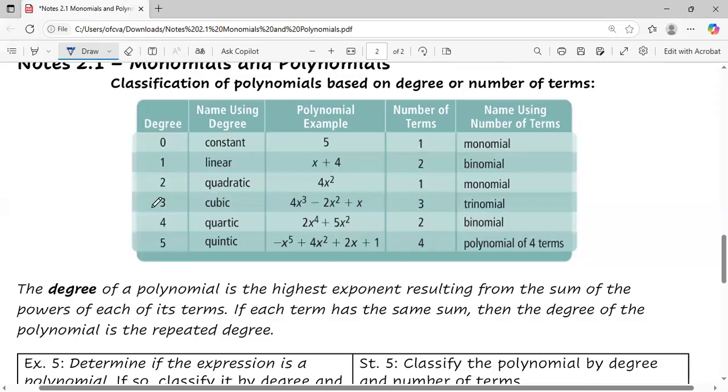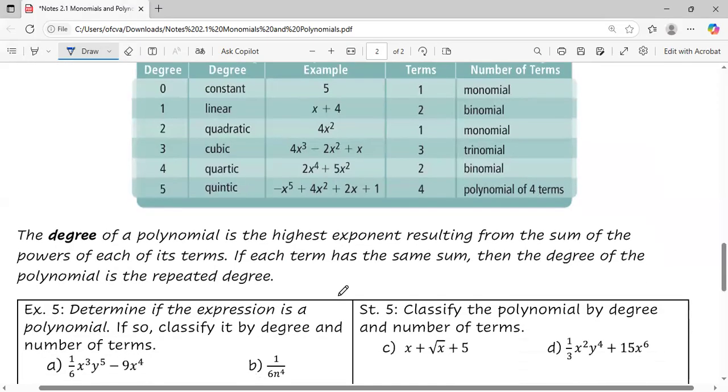You get the idea. Cubic is a degree of 3. Quartic is a degree of 4. Quintic is a degree of 5. So if you have 3 terms, that's called a trinomial. If you have 2 terms, that's a binomial. If you have 1 term, that's a monomial. And anything 4 or over would be a polynomial of blank terms. So if you had a polynomial with 5 terms, you would say a polynomial of 5 terms, but you can still describe it by degree. For example, if this had another term, we could call that a quintic polynomial of 5 terms, and so on and so forth.